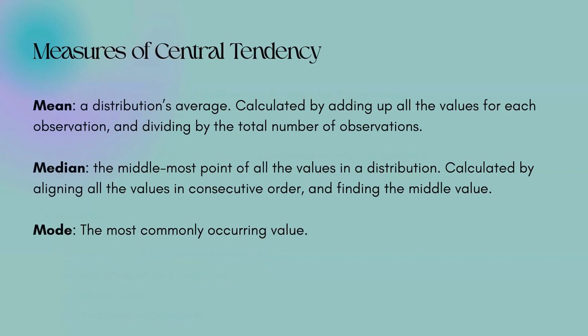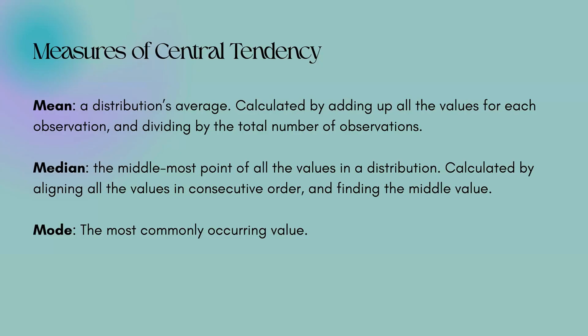So measures of central tendency. Measures of central tendency are those that describe what's average or what's typical of a variable in our data set. Some of our common ones are the mean, median, and mode. So the mean is just the variable's average, right? The distribution of that variable's average. It's calculated by adding up all the values for each case and then dividing by the total number of cases. The median is the middlemost point of all those values.